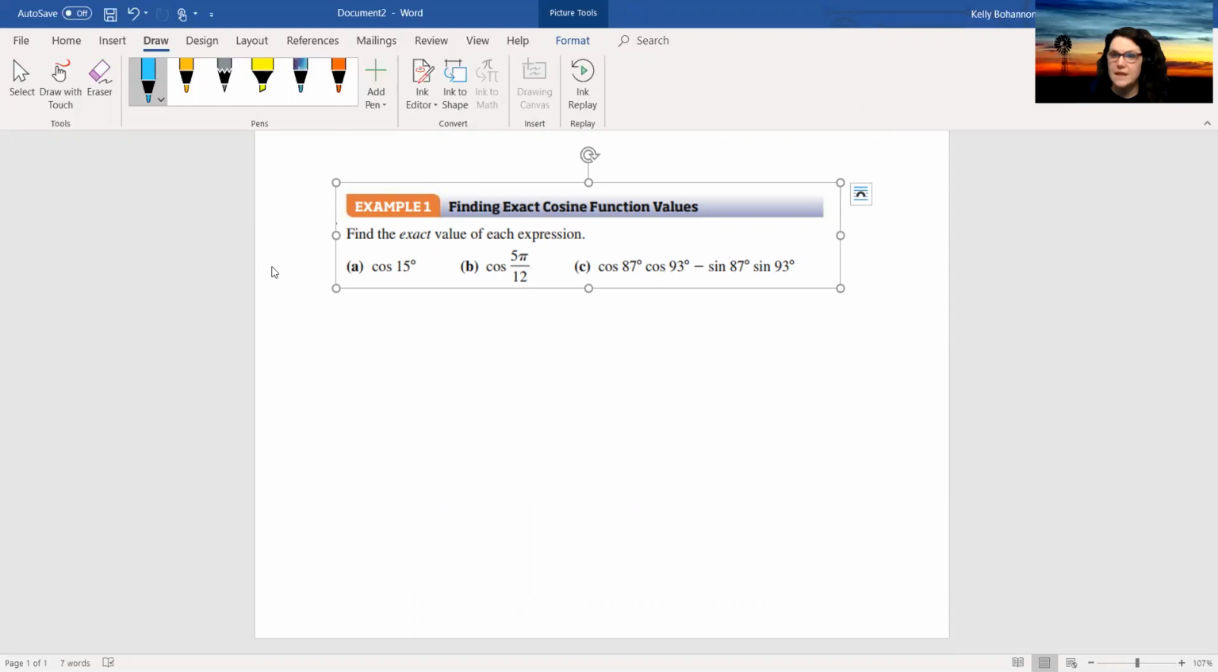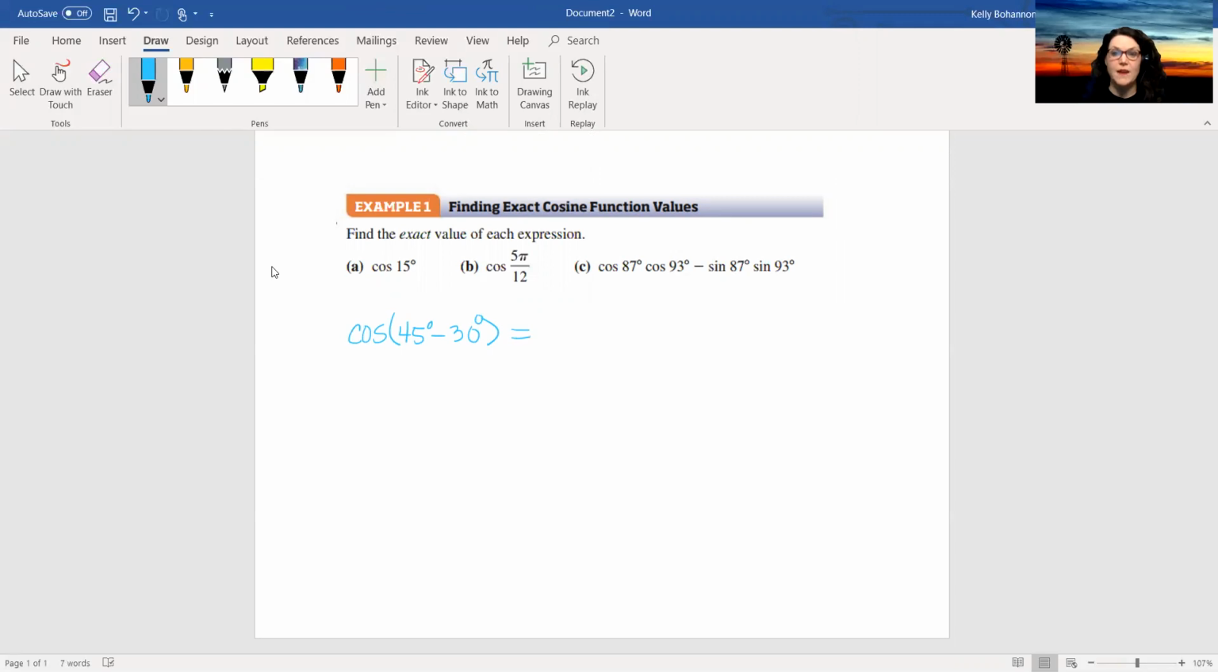Well, 15 isn't one of the ones I learned. I know 30, 60, 90. I know all of those values, but I don't know 15. But that's okay, because if I think about the ones that I do know, I could come up with 15. I know 45 and I know 30. So I can do cosine of 45 minus 30, because that would give me cosine 15.